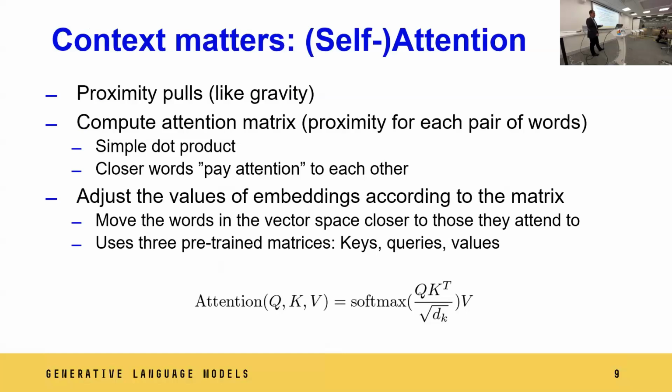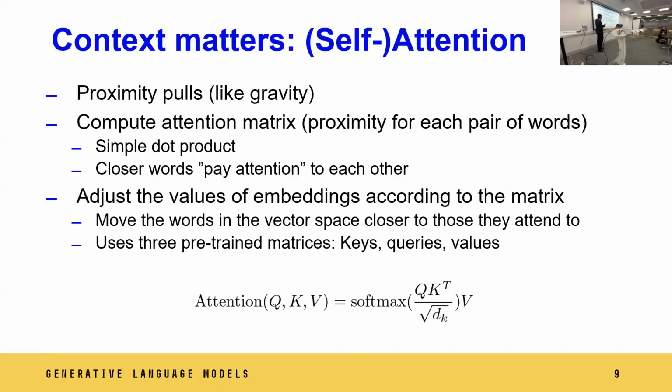And this is called attention or self-attention. There is some mathematics behind that basically transforms the vector space in a way that we have the words with similar meaning closer to each other.